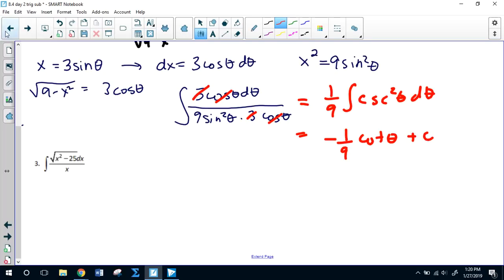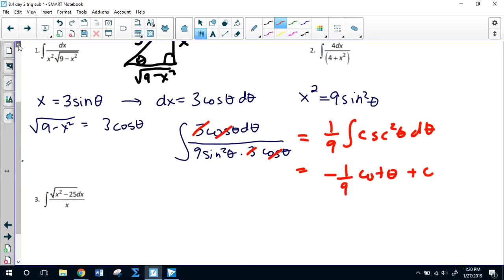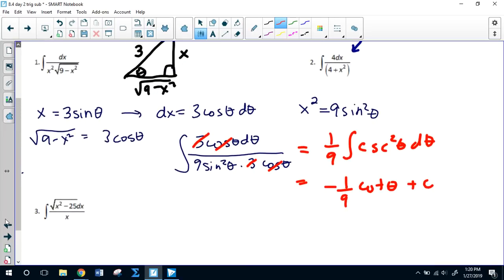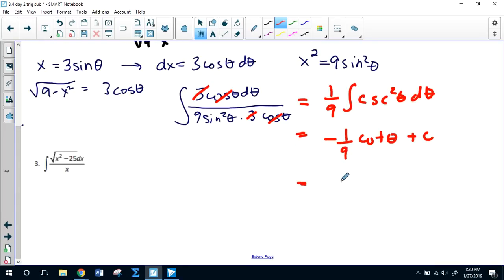And I need to go back to my picture to figure out what cotangent of theta is equal to. Cotangent is adjacent over opposite. So this final answer becomes negative square root of 9 minus x squared over 9x, of course, plus c. Feel free to leave the 1/9 out front, whatever is more comfortable for you.